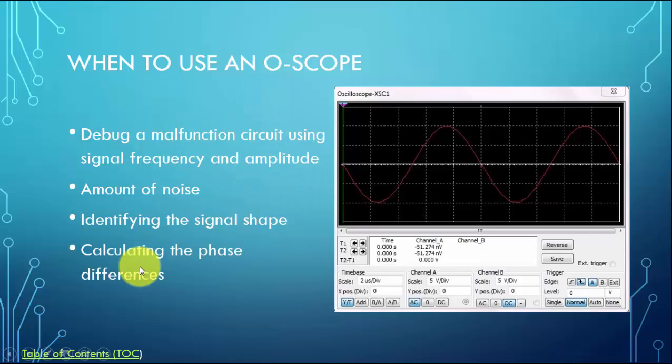And then finally, you can calculate the phase difference. So if you send a signal that has a peak that's located here and it returns, let's say a short time later, say here, you can measure the time difference, and in this case measure the phase difference as well, so that you can determine, for example, how far a satellite or target is from your location.